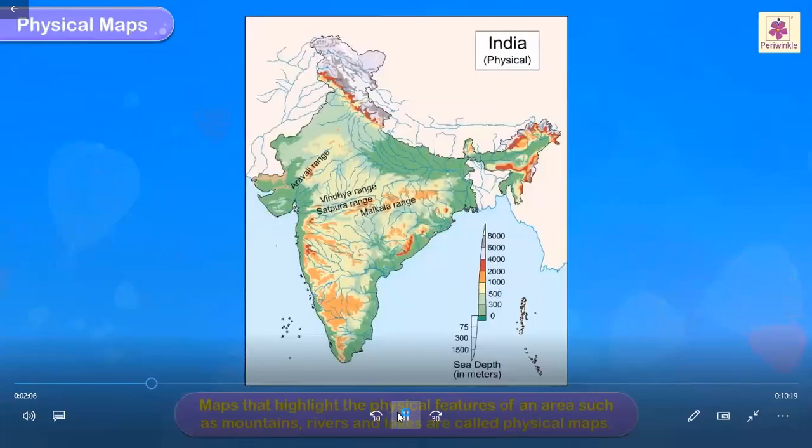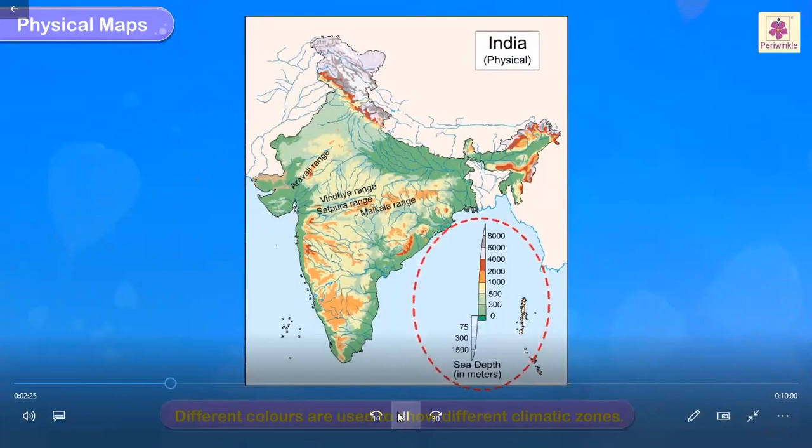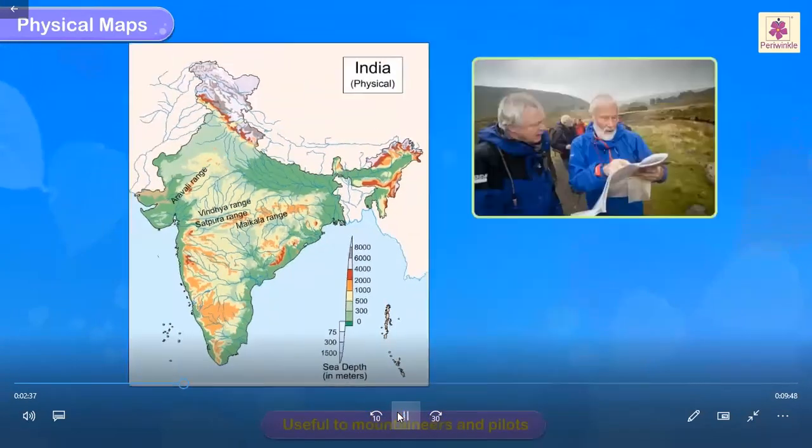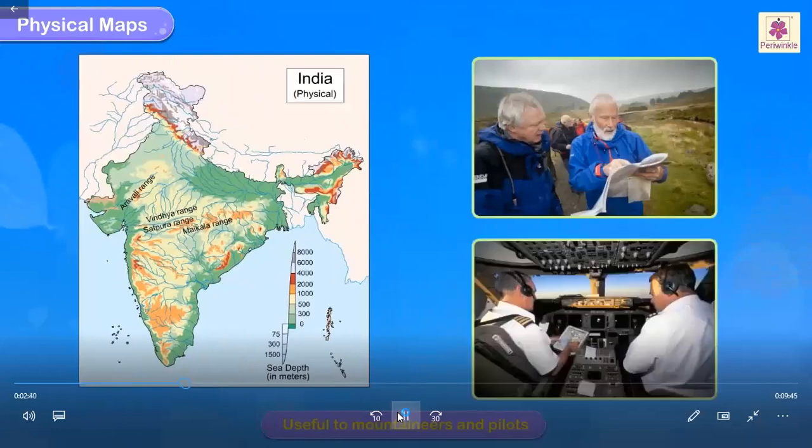Physical maps. Maps that highlight the physical features of an area, such as mountains, rivers, and lakes, are called physical maps. Different colors are used in order to signify specific relief features of the earth. Physical maps are very useful to mountaineers and pilots.